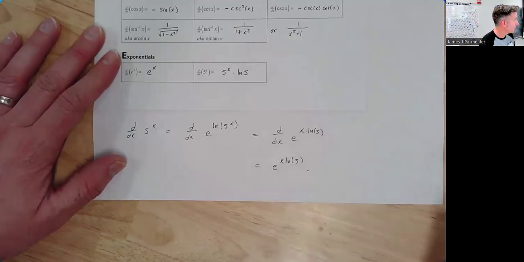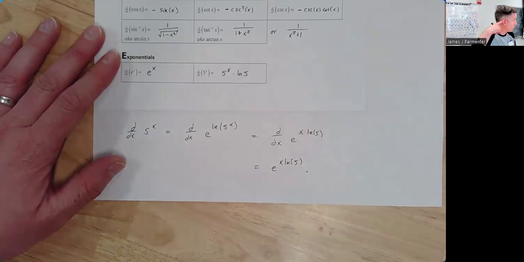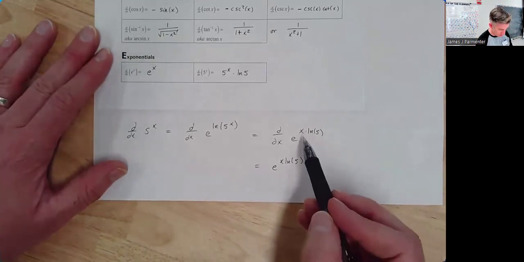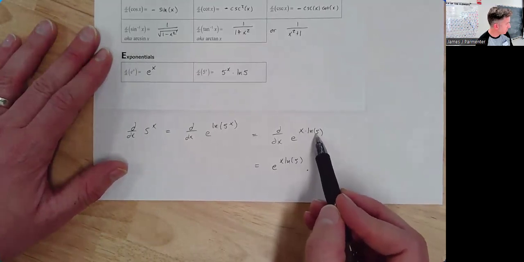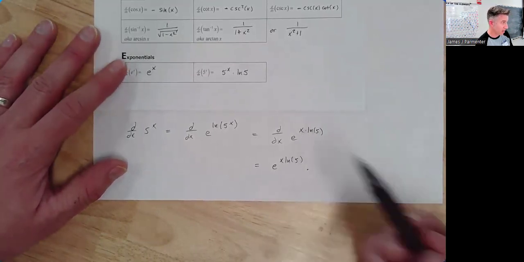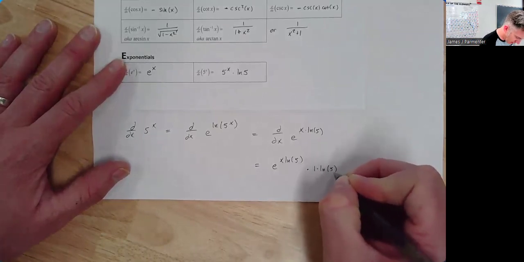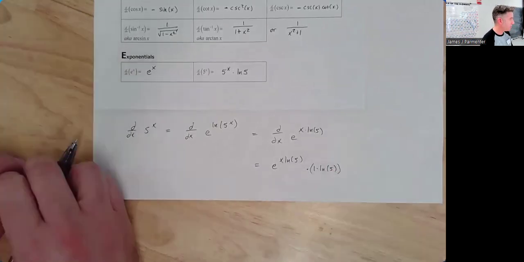times the what of the stuff? The derivative of the stuff, which is exactly the natural log of 5. Because what we have here is x times a constant, and the derivative of x times the constant hangs out, and the derivative of x is just 1. So you get 1 times natural log of 5.